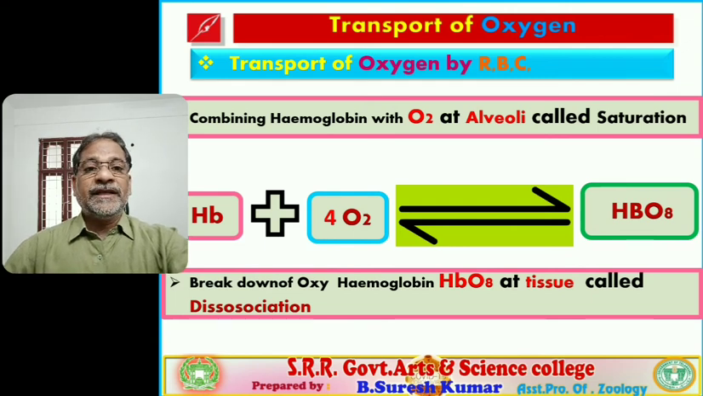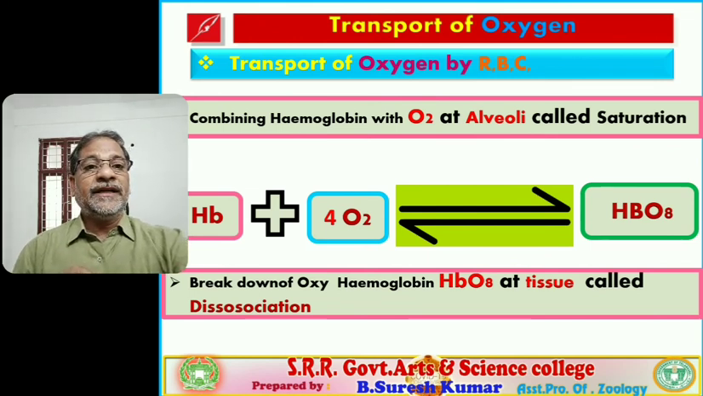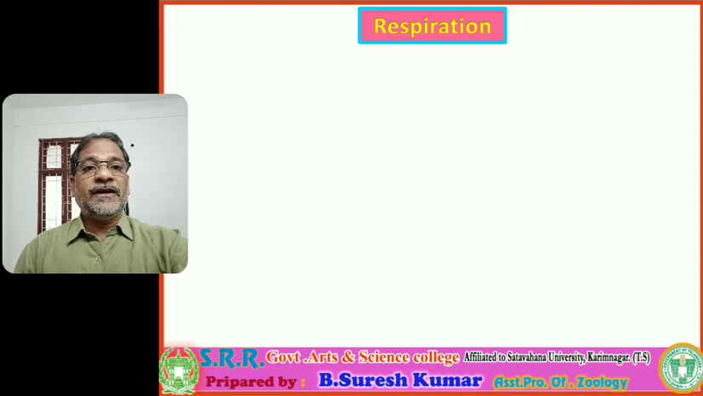Alright students, dissociation is for what purpose? To deliver the oxygen to the cells of tissue. Saturation is for what purpose? To carry the oxygen molecule to the tissue. These are the two events that play a key role in the oxygen transport cycle: one is the saturation process and the other is the dissociation process. Followed, students? So it is a reversible reaction. Remember, saturation occurs at the alveoli and dissociation takes place at the tissue. Dissociation is for what purpose? To deliver the oxygen to the cells of the tissue.